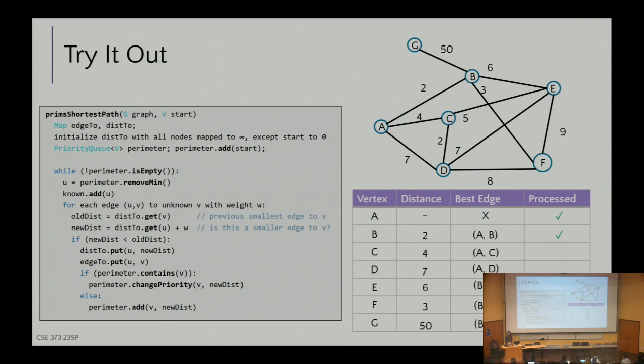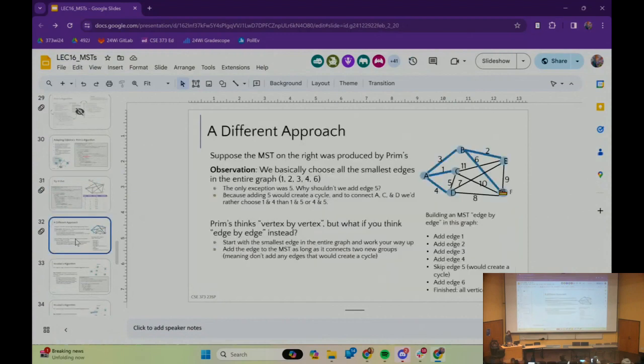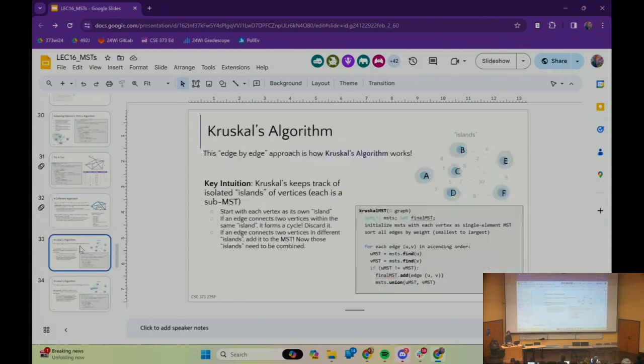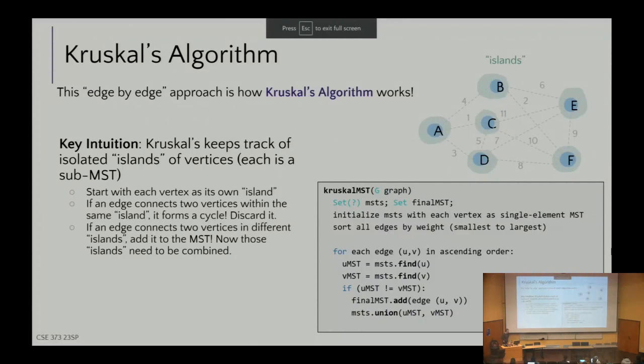Wait, hang on. I don't like these either. These are mostly so that you can read them on your own. Okay, fine. Let's do Kruskal's. I think Kruskal's is easier. Frankly, you're not really responsible for Prim's in this class.